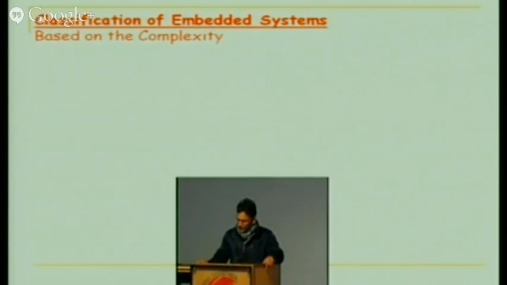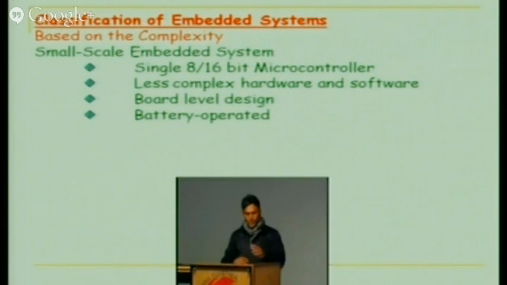Now let us talk about the classification of embedded systems. Mainly that depends upon the complexity. Based on the complexity, we can differentiate and classify embedded systems. There are three types of embedded systems. One is small scale embedded systems, SSES.